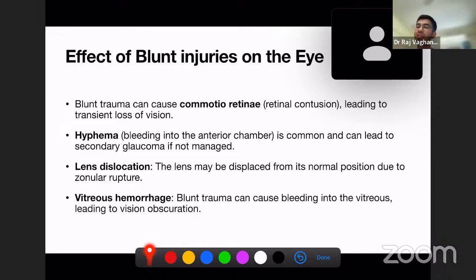So this is transient. Transient means for some period of time only. So that is about the commotio retinae. This is the most important point: you can have commotio retinae or retinal contusion. This is the one point.